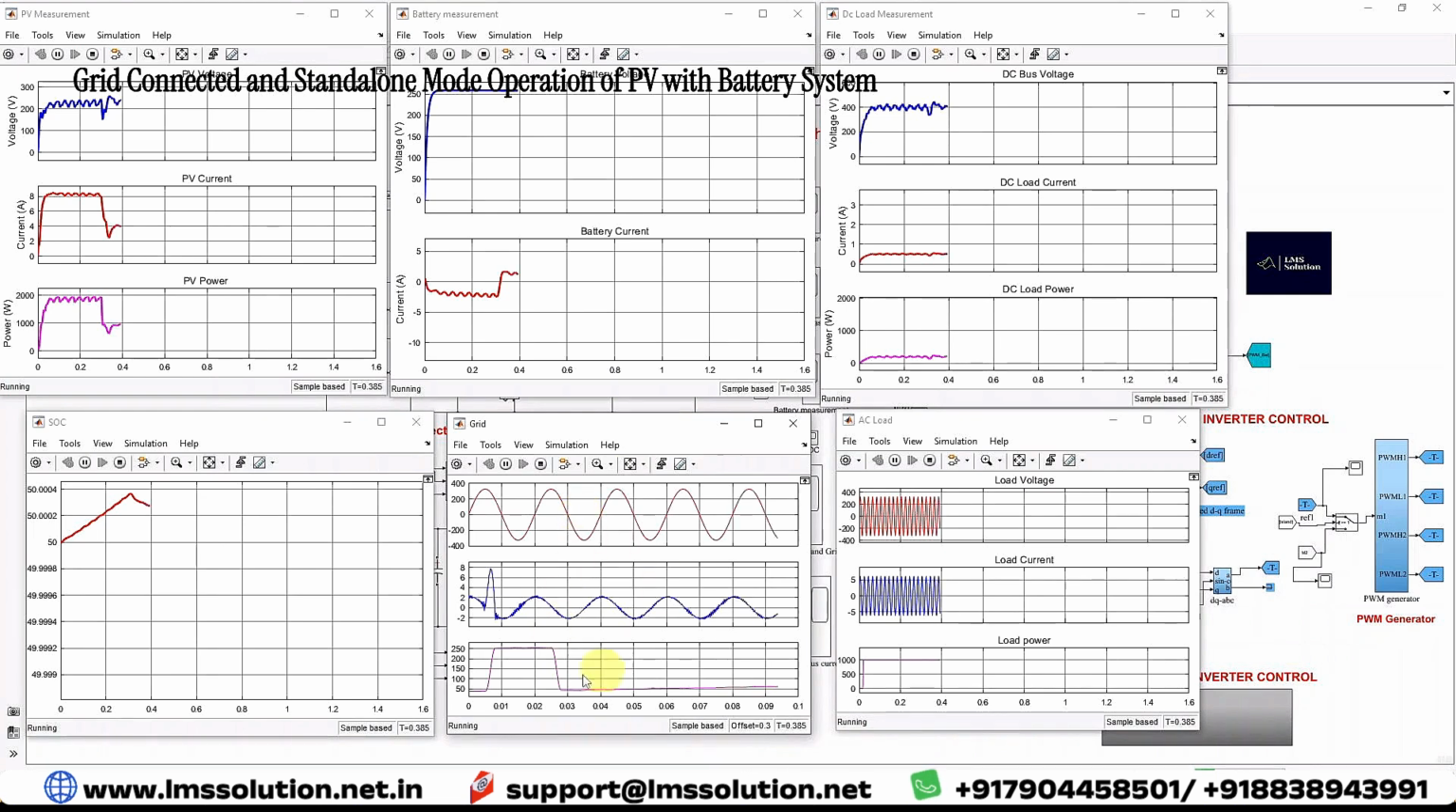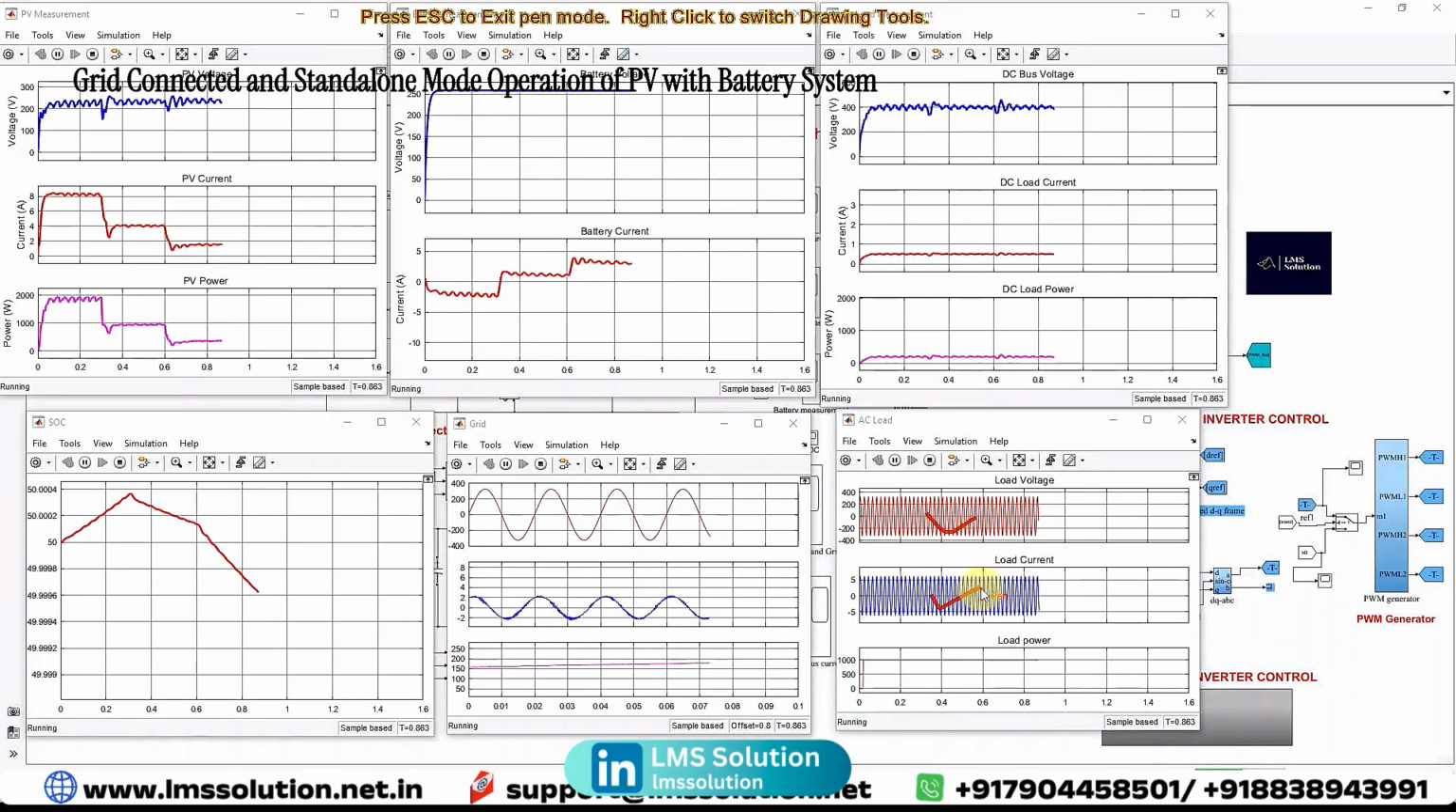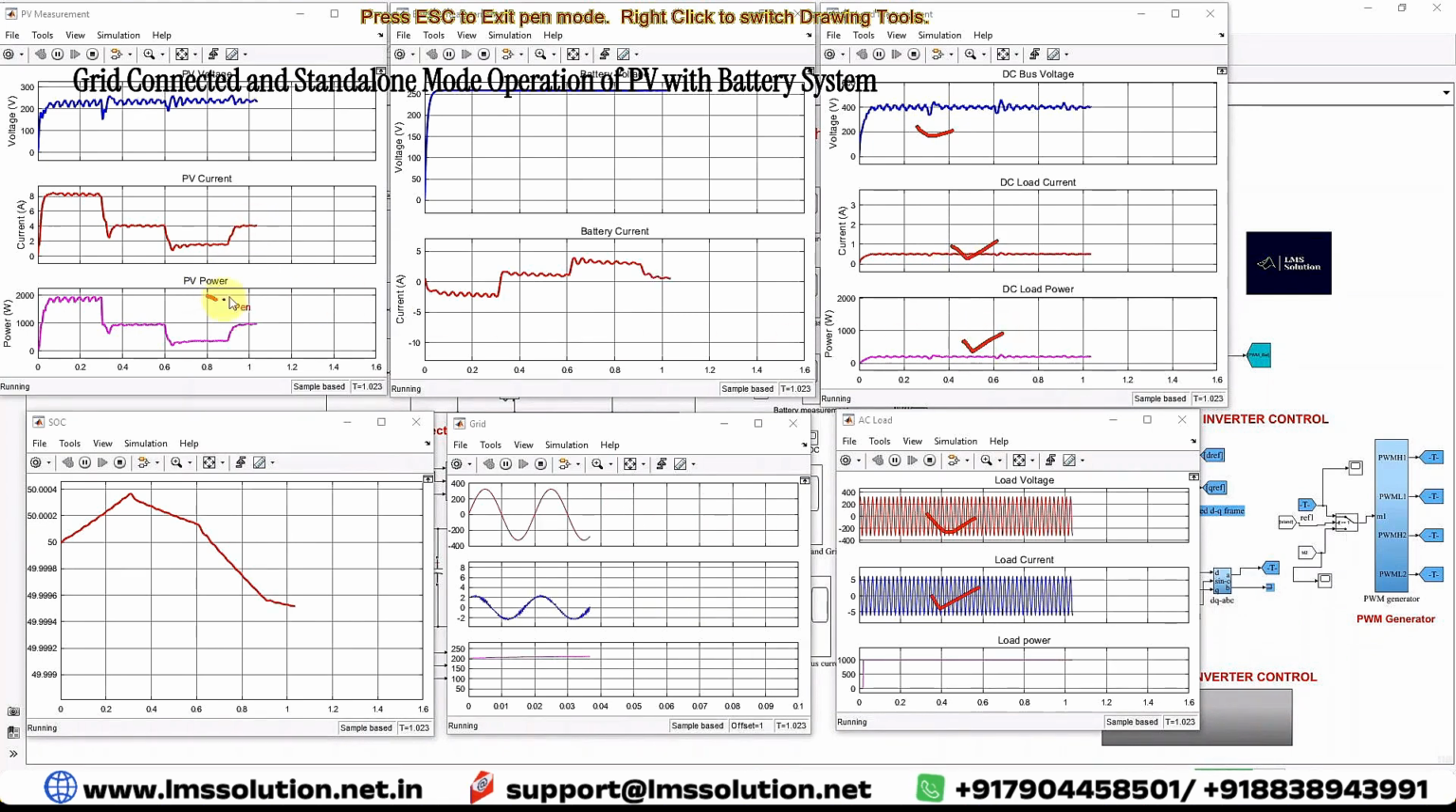Now we can see that the grid is connected. That's why we have AC voltage and current, and some power. And then you can see this is the AC load voltage, load current, and load power. This is the DC load voltage, current, and power. And then these are the parameters of the PV and the battery. This is the SOC of the battery. In this condition also it works.